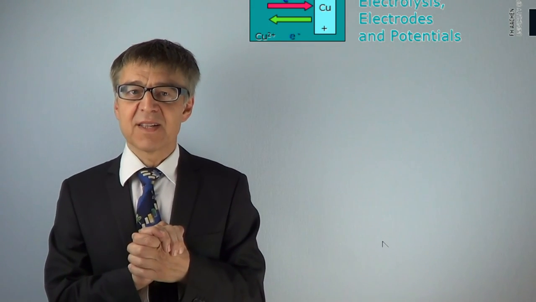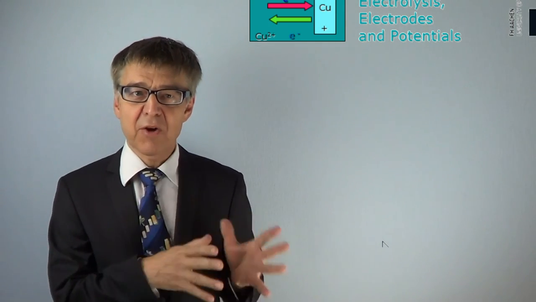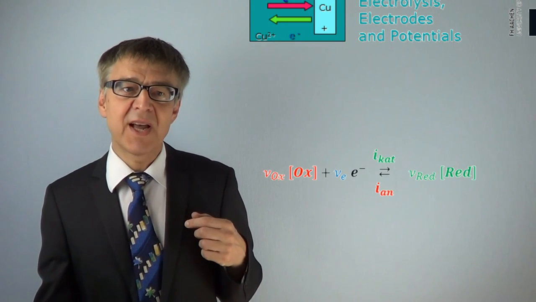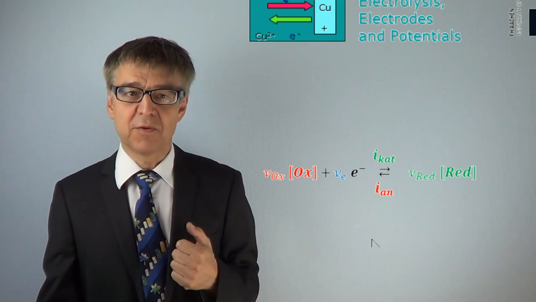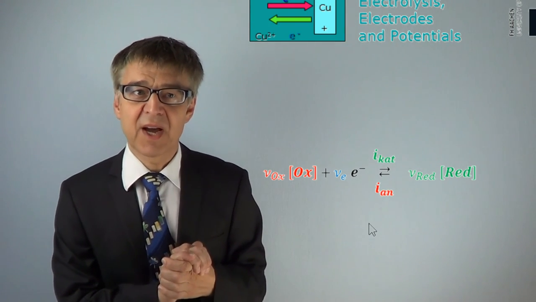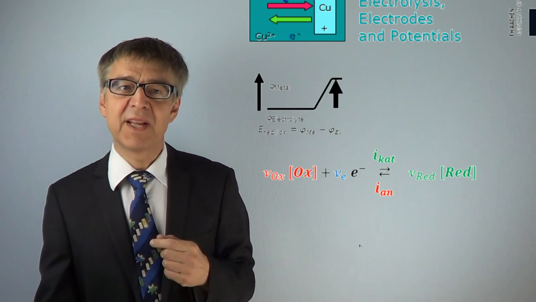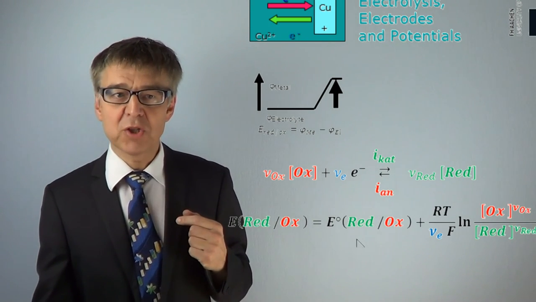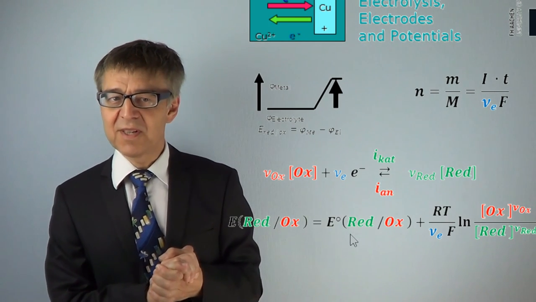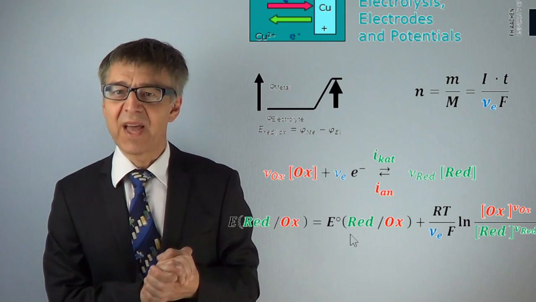To summarize, any combination of an electronic conductor and an ionic conductor gives an electrode. An electrode is characterized by the electron transfer reaction. In equilibrium, when the cathodic and anodic currents are equal, the redox potential of the electrode may be calculated with a Nernst equation. Faraday's law of electrolysis describes the quantities of substances liberated or deposited on the electrode.